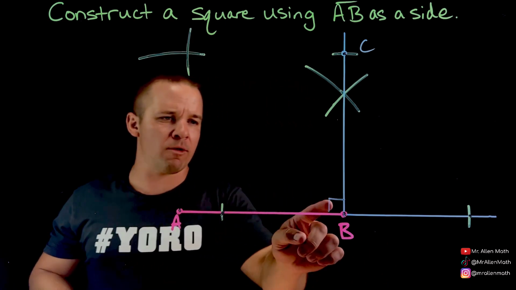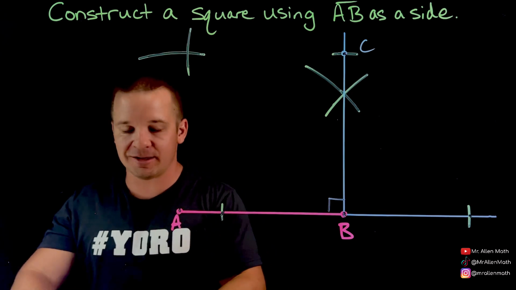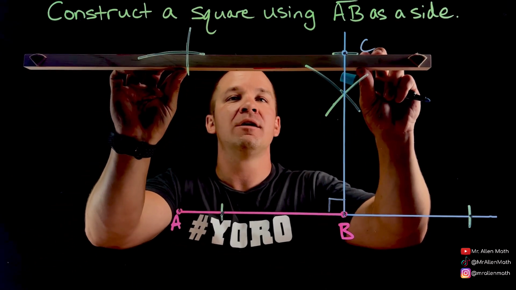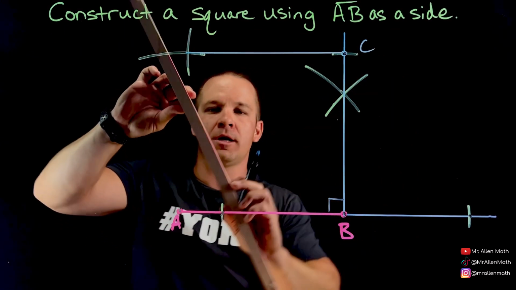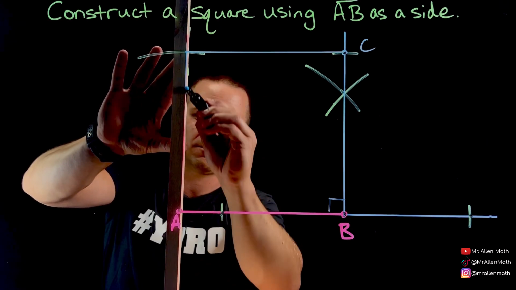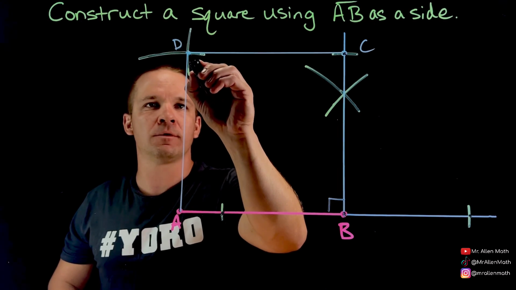Well, since I've already got a right angle and congruent sides here, if I throw out some other congruent sides, this should make a square. Check it out. I'm going to connect these 2. Connect these 2. I'm going to call this point D.